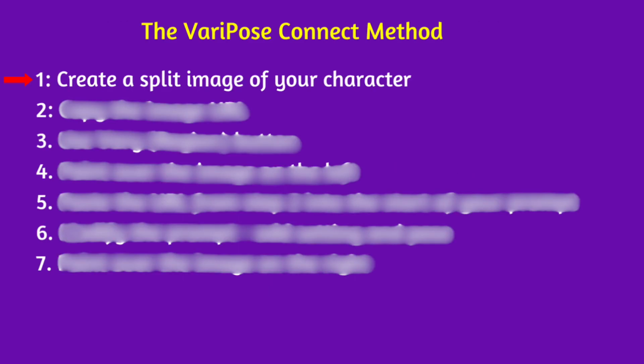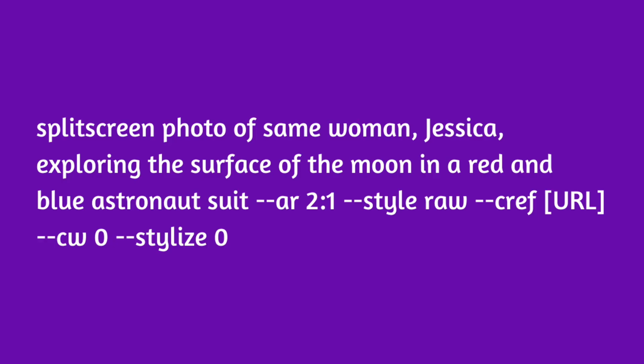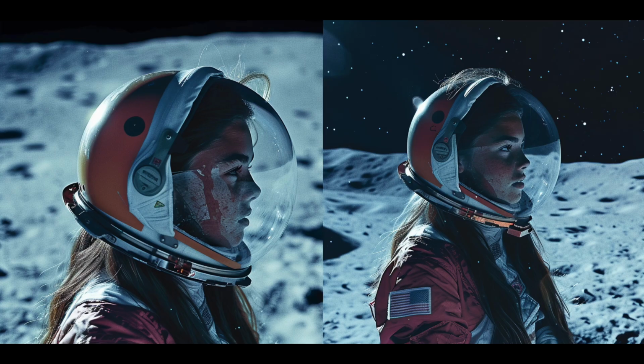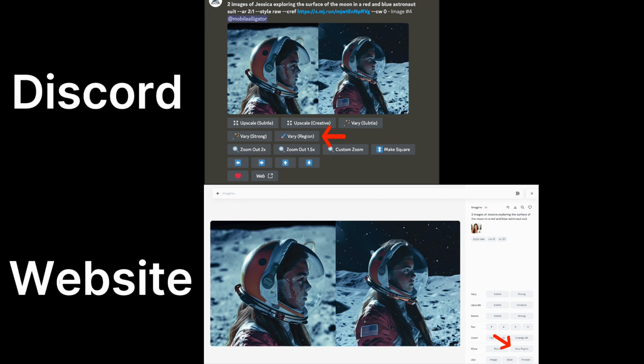First, create a split image from your base image. I used this prompt. Split screen photo of same woman, Jessica, exploring the surface of the moon in a red and blue astronaut suit. I set the aspect ratio to 2:1 and I pasted the CREF URL from my original base image along with CW0. Here's the result. Notice how closely the suits match. It's not quite 100% perfect though. Second step, copy the image URL of the split image you just created. With the image still open, click on the Vary region button.